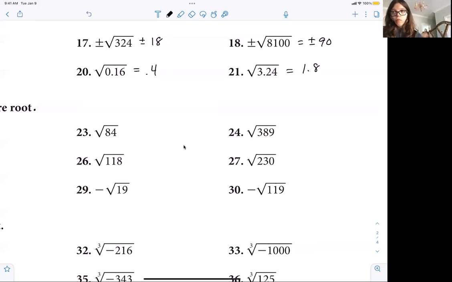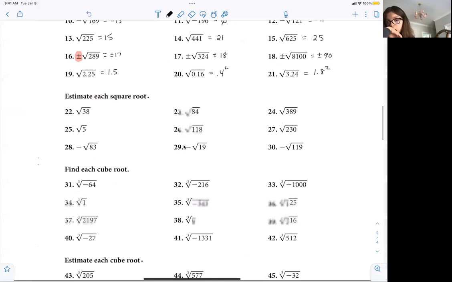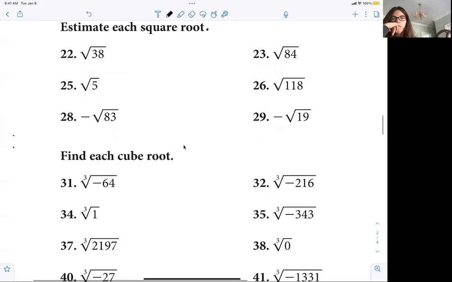Now, just to make sure everybody understands me, what is 1.8 squared? 3.24. What's 0.4 squared? Yeah, the number underneath the radical. All right, so the calculator is calculating what number times itself is that number. Now, we are estimating the square root. In math, we round to 3 decimal places. These aren't perfect squares.